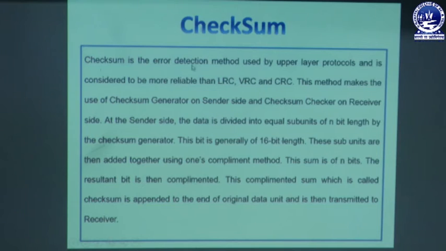Checksum is the error detection method used by upper layer protocols and is considered to be more reliable than LRC, VRC and CRC. That means checksum is the most powerful error detection mechanism used when sending data from the sender side to the receiver side. It is used at the upper layer protocols because the upper layer protocols at the user end are most prone to error. That's why checksum is mostly used to detect any type of error found in the upper layer of protocol.